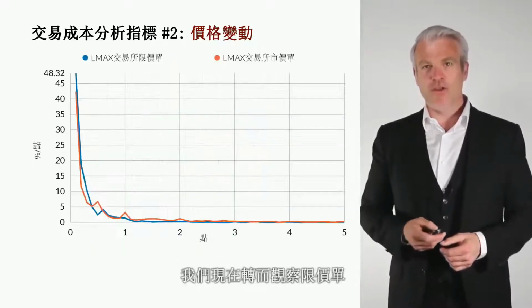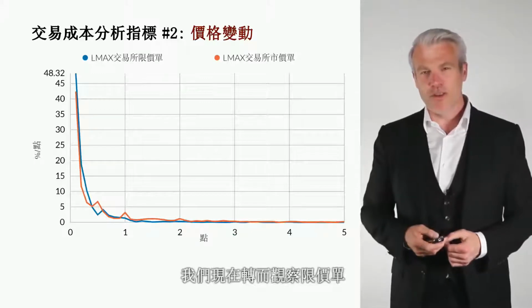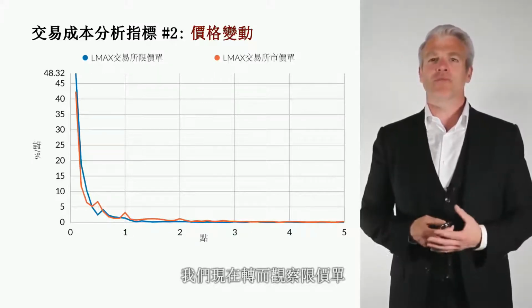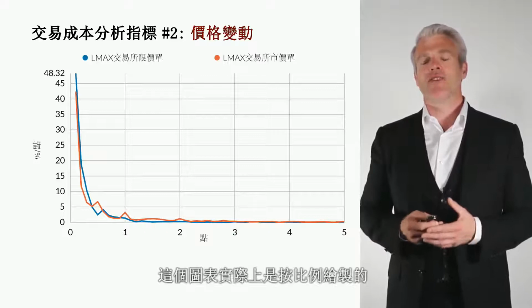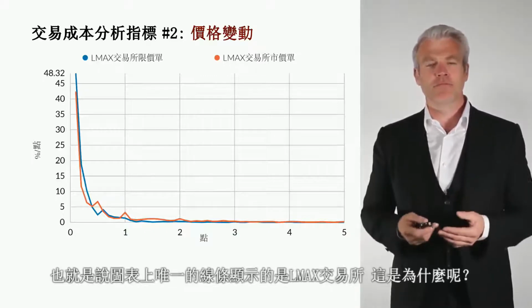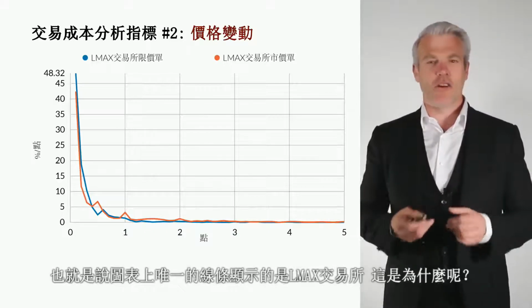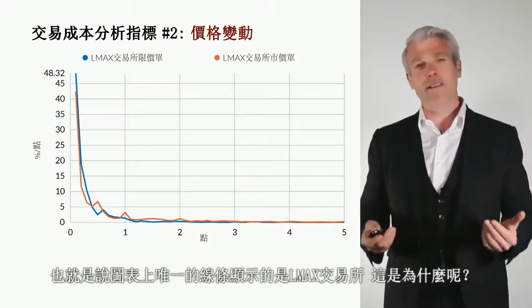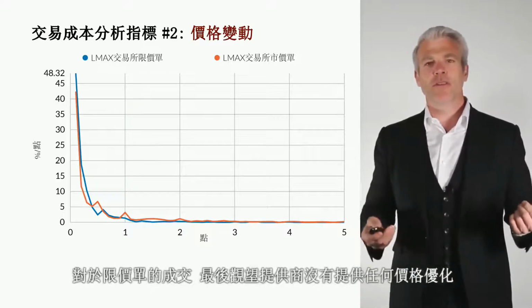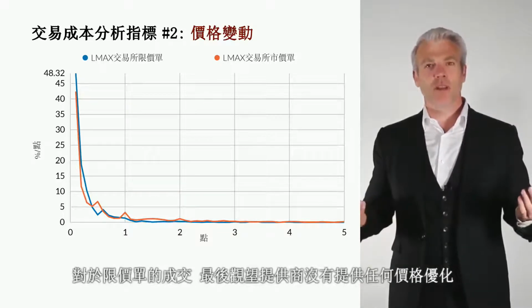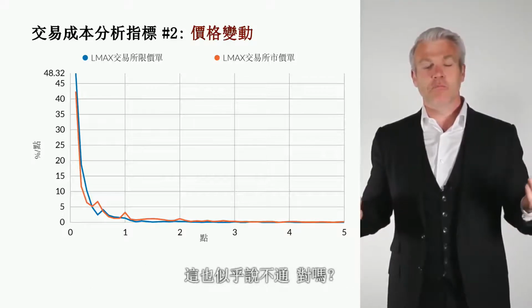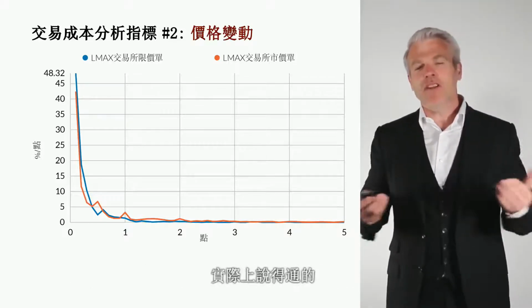Now we move on, on the right-hand side of your screen, to limit orders. Now this graph is actually drawn to scale. The only lines on the graph are LMAX exchange. Why is that? With limit orders, there's no price improvement with last look providers. Doesn't seem to make sense there either. Well, it does make sense.